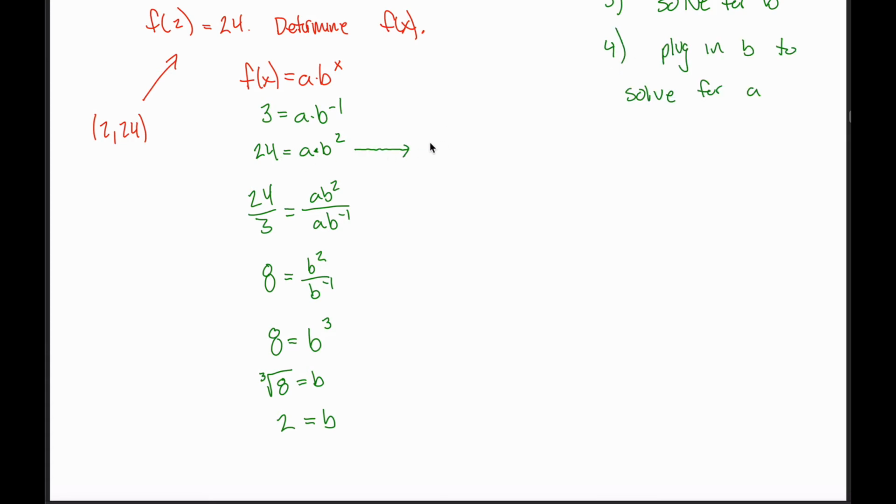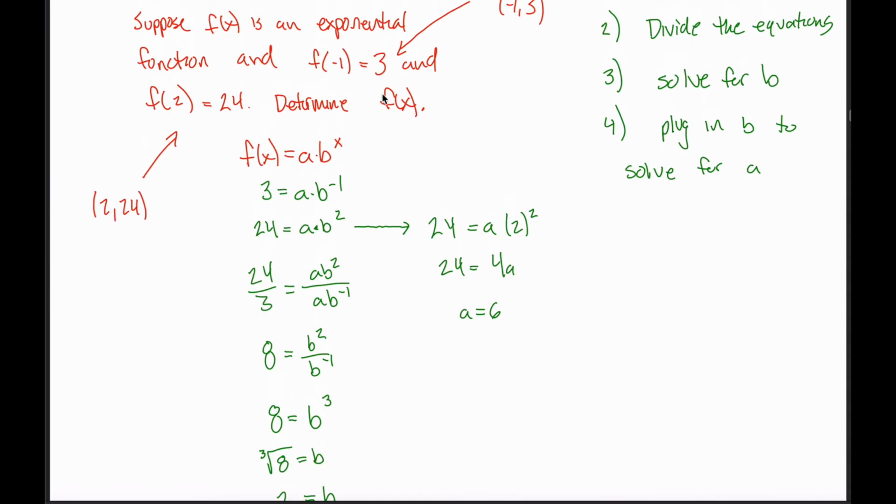So rewriting this equation with the number 2 in place of the b, I get this equation. And 2 squared is just 4, so I get 24 equals a times 4, or 4a. And if I divide both sides of the equation by 4, I get that a is equal to 6. Now that I have a and b, I have the equation of my function.